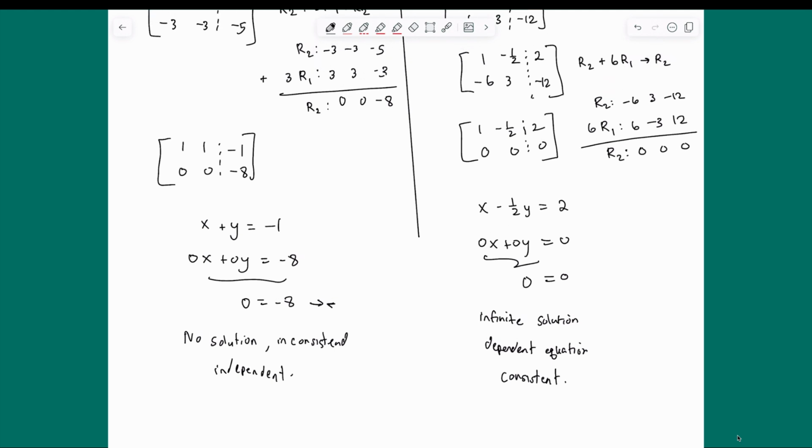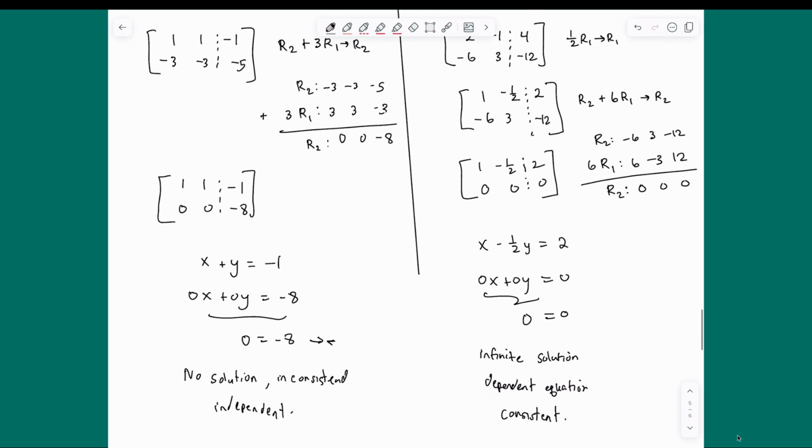All right, Gaussian elimination works well with higher order matrices. It basically hides the x's and y's. All right, so that's it for this video.